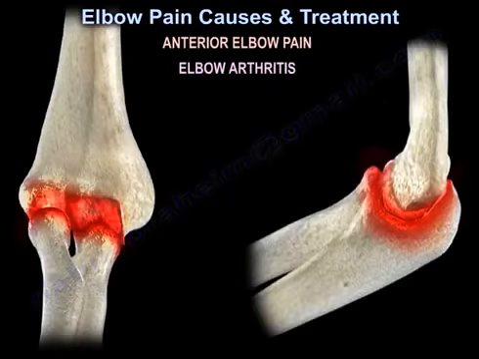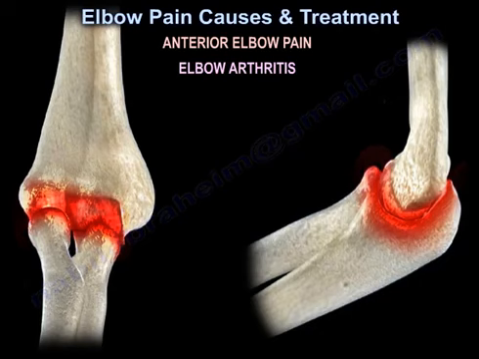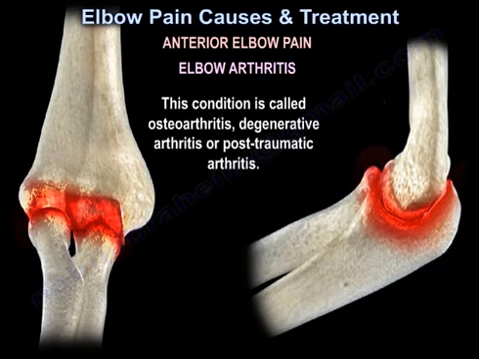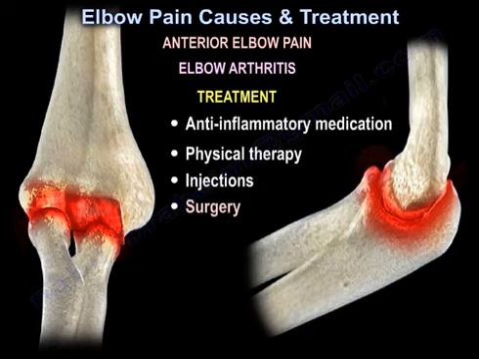Elbow arthritis. Elbow injuries can lead to loss of cartilage and joint degeneration due to extra wear and tear on the surfaces of the joint. This condition is called osteoarthritis, degenerative arthritis, or post-traumatic arthritis. The patient has global pain, stiffness, and loss of motion. The treatment will include anti-inflammatory medication, physiotherapy, injections, and surgery.